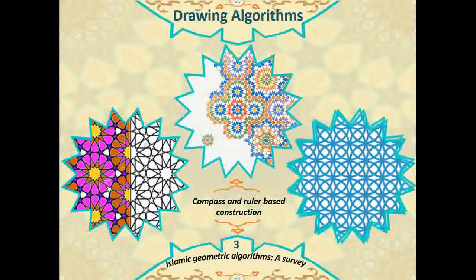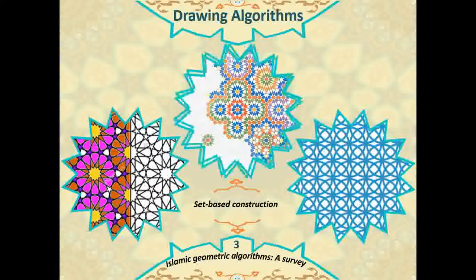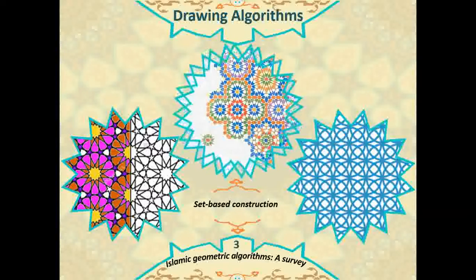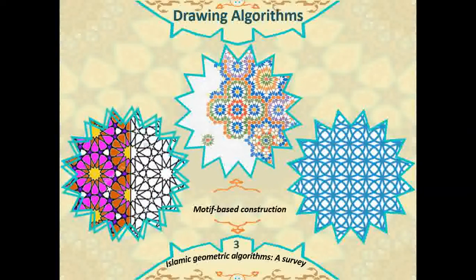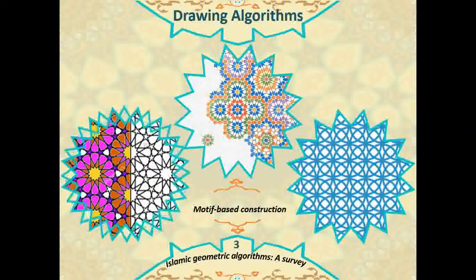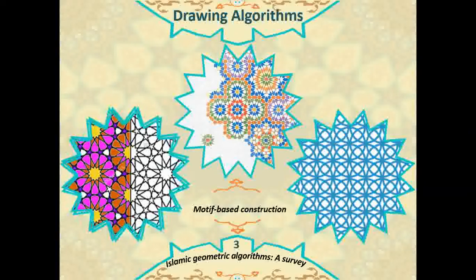In the first one, the compass and ruler category, we put those algorithms that can be traced simply by a ruler and a compass. In a set-based method, the pattern is composed of some smaller pieces, and in motif-based pattern construction, we have two main phases. First, the motif is described and repeated under a symmetry change. Algorithms that follow this process are placed in the motif-based category.